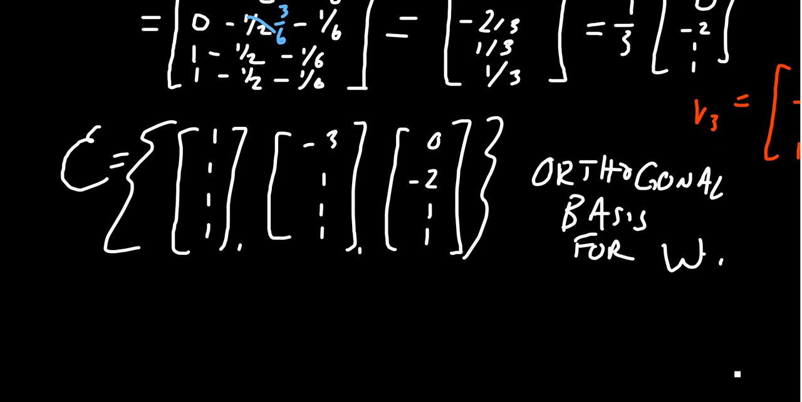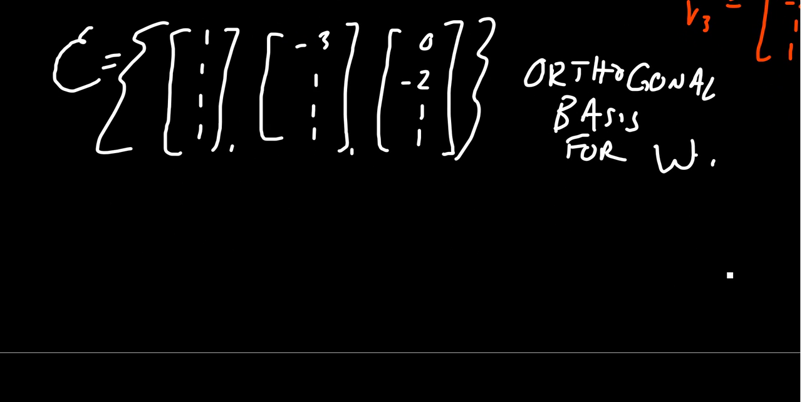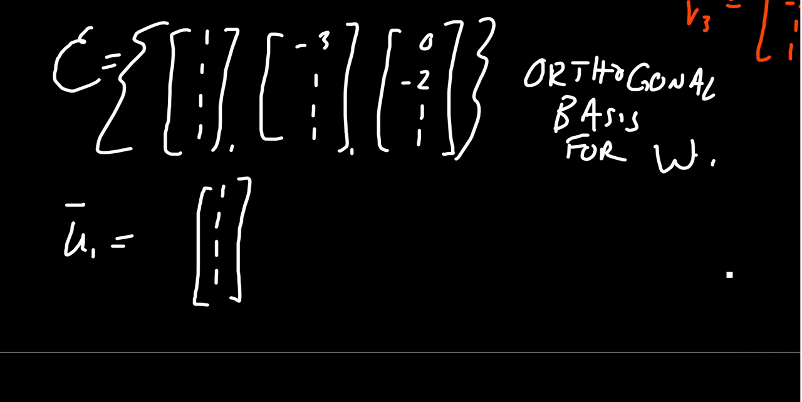If we want an orthonormal basis, then remember the idea is we need to normalize everything. So we could take U1 to be the normalization of V1. So 1, 1, 1, 1. The length of that vector is going to be the square root of 4. So we get the vector of all 1/2s.